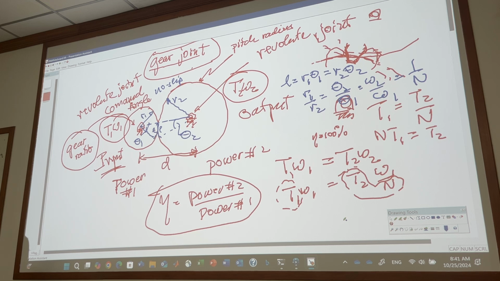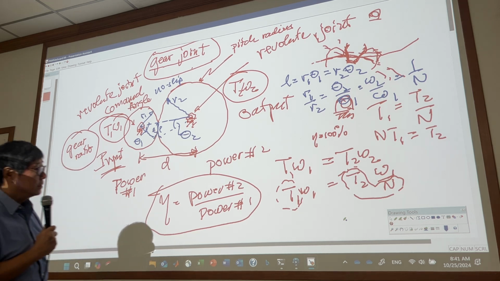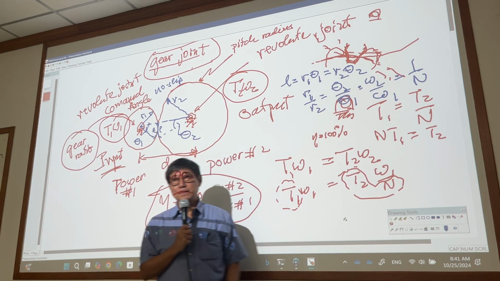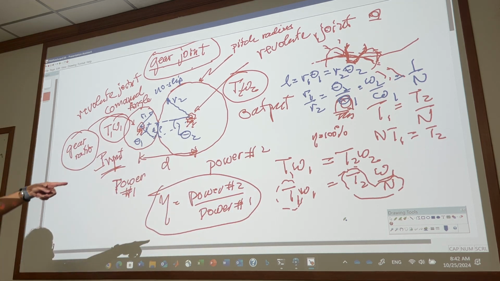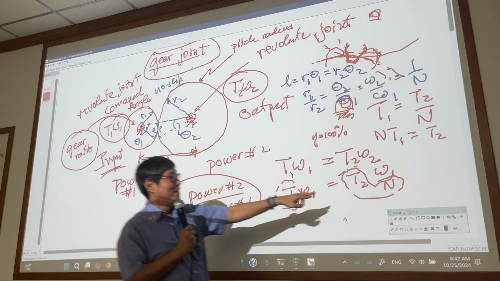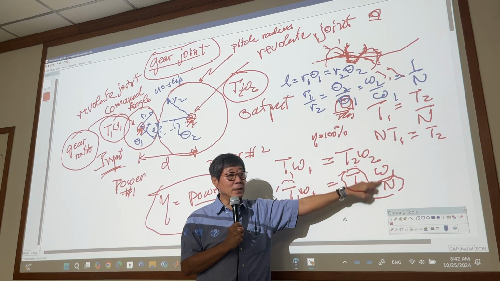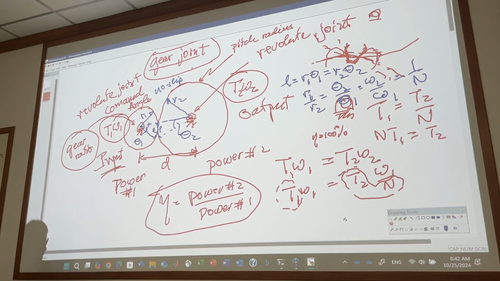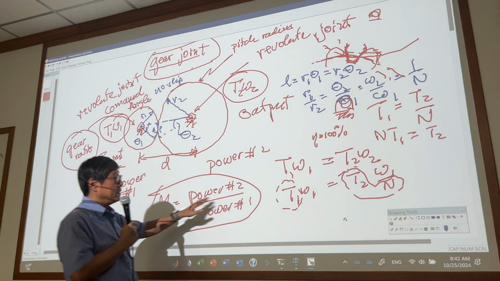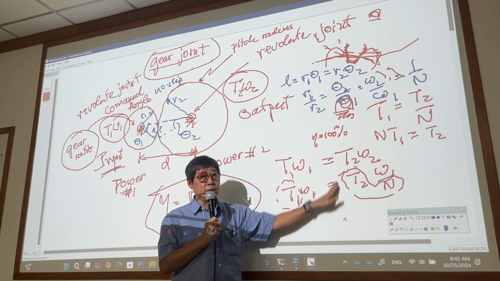Right? When you have n over there, you see, similar to this one. So this n is greater than 1, divided by this one. So in that case, T2 equals n times T1, amplifying the torque. But anyway, we assume that this is 100% efficiency.